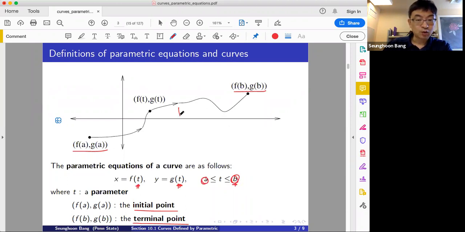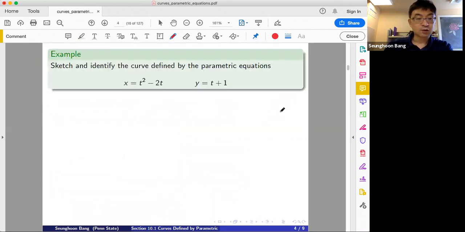So one more. We have a name for this curve that we call a parametric curve. So like this. This is the idea. The first one, just as an example, sketch and identify the curve defined by the parametric equations.